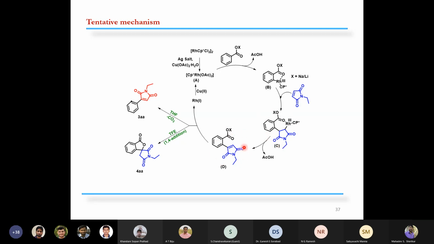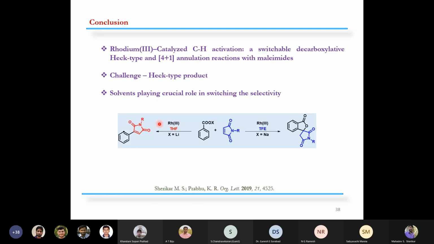More importantly, this Heck type intermediate D, in presence of THF solvent, will undergo decarboxylation and form the Heck type product. While switching the solvent from THF to TFE, it will undergo the 1,4 addition, that is, the 4+1 annulation product. So in summary, we have developed the rhodium catalyzed CH activation, that is, switchable decarboxylative Heck type as well as 4+1 annulation reaction with maleimide, and the solvents play a crucial role in switching the selectivity.